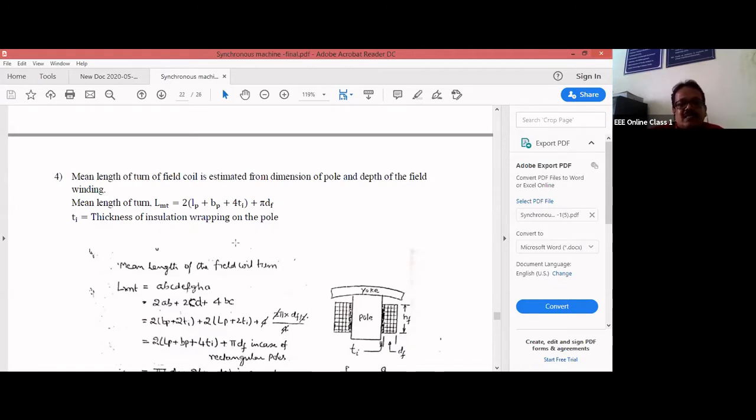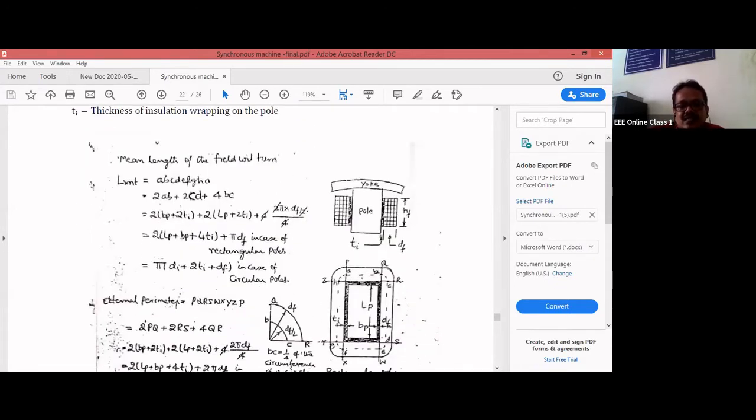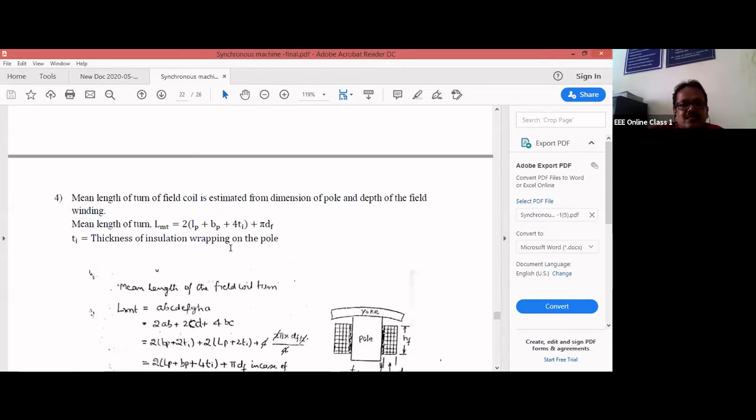Where TA is the thickness; you can see here, this is the thickness. 4TA means 2 times for width and 2 times for length. So what you got here is 4TA, 2 lengthwise, 2 breadthwise, and 5 into DF.